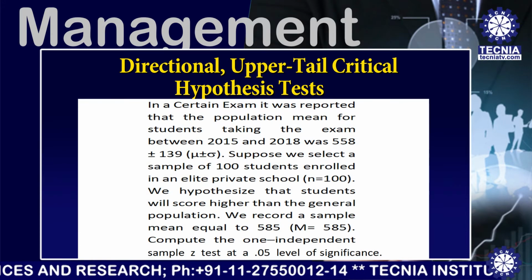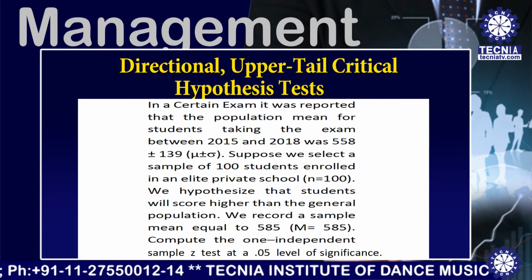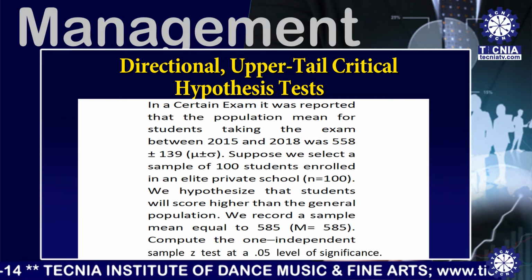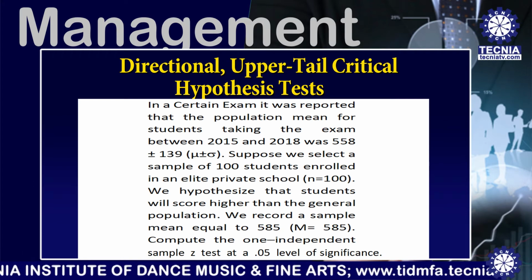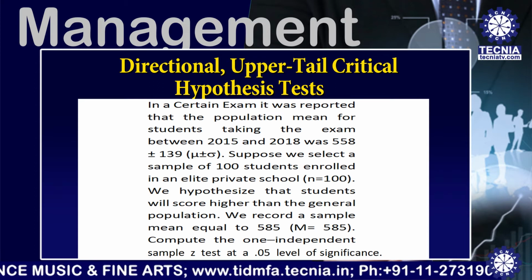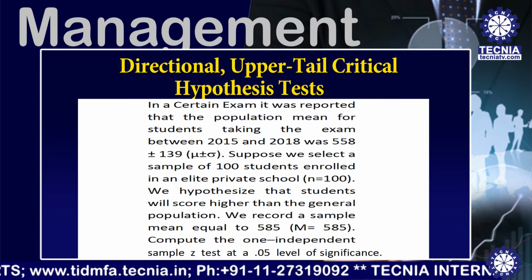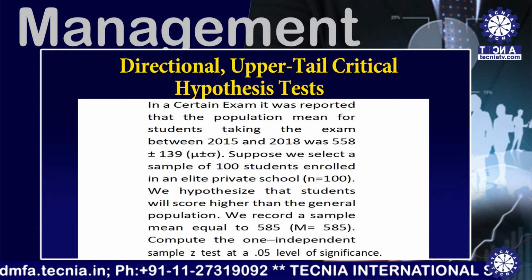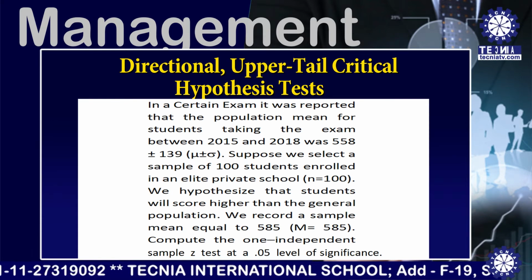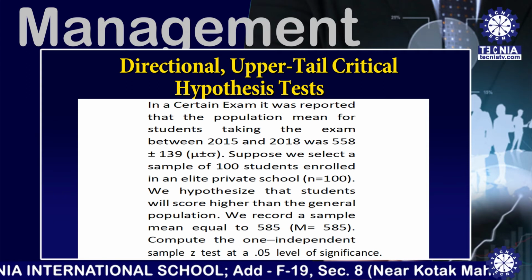In a certain exam, it was reported that the population mean for students taking the exam between 2015 and 2018 was 558 plus or minus 139. Suppose we select a sample of 100 students enrolled in an elite private school, so n equals 100. We hypothesize the students will score higher than the general population. We record a sample mean equal to 585. Compute the one independent sample Z test at a 0.05 level of significance.